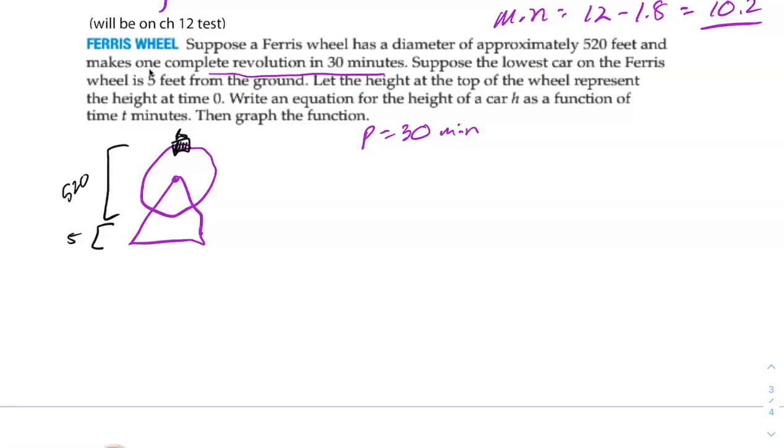So first, I want to know if it's a sine graph or a cosine graph. Well, if you start on top, then you come down, and then you're coming back up, it's going to be a cosine graph. So it'll be something like this. Since that's the case, I need to find my amp, my period, or my B, and I need to find the vertical shift.